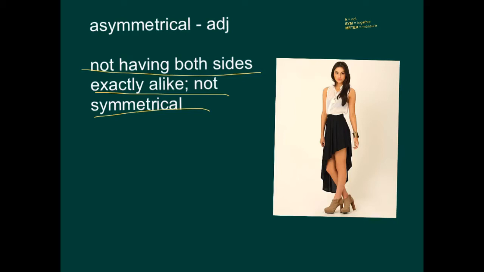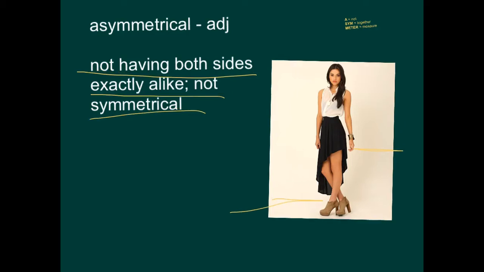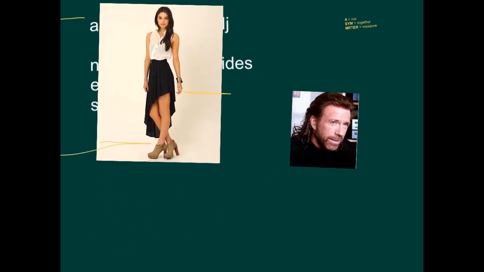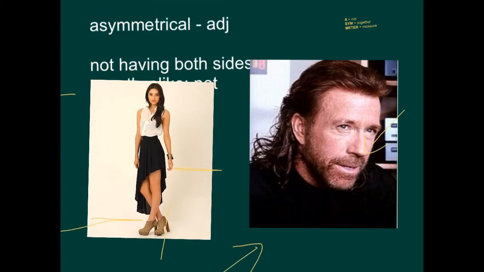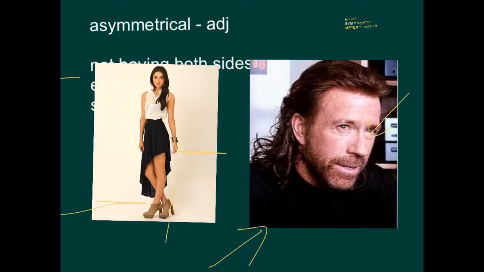So we have this skirt here, right? And it's short on one side and long on the other. It's an asymmetrical skirt. But then we also have, do you guys know who this is, perhaps? Chuck Norris? Kind of cool guy, right? Yeah, for a while he had some asymmetrical hair. He had a mullet. And if you're not familiar, the mullet is asymmetrical because it is short in the front and long in the back. So, some serious asymmetrical hair right there.